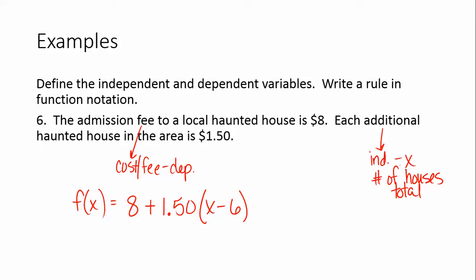So if x represents the number of houses total, we have to subtract, sorry, I meant x minus 1 here. We have to subtract the first house out of the equation because the first house is $8. So you're taking $8 for the first house plus $1.50 for every additional house. And that's where that x minus 1 comes into play. And again, it's in function notation because we have f of x instead of y.